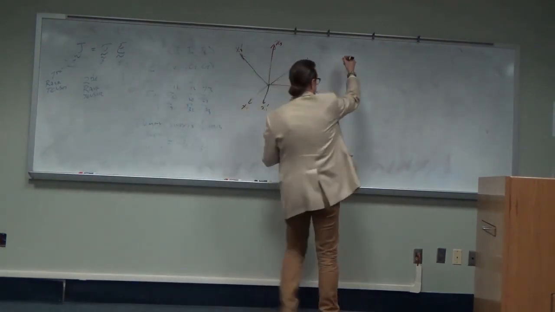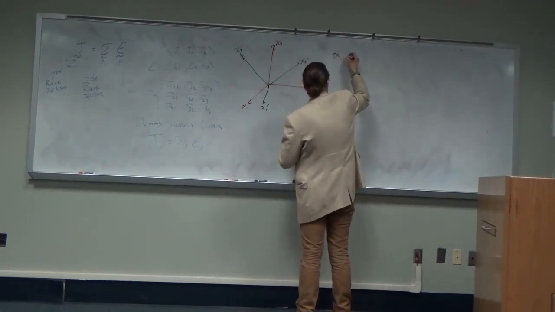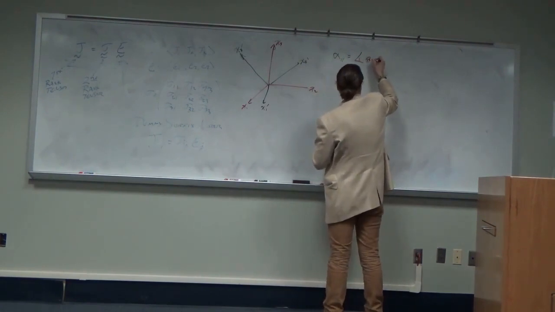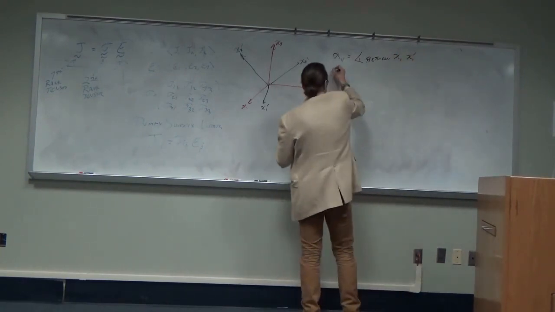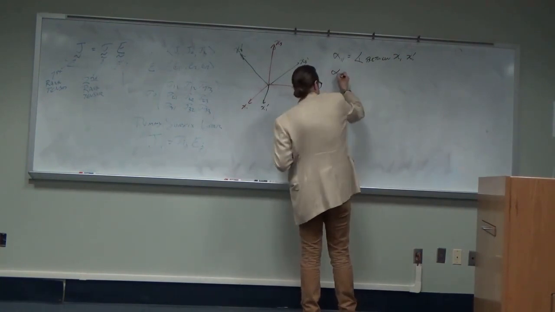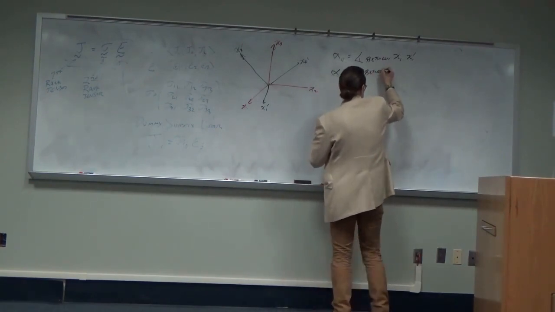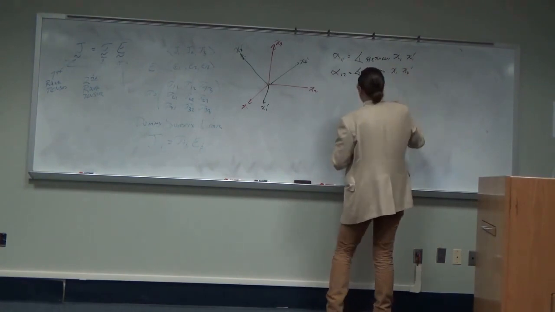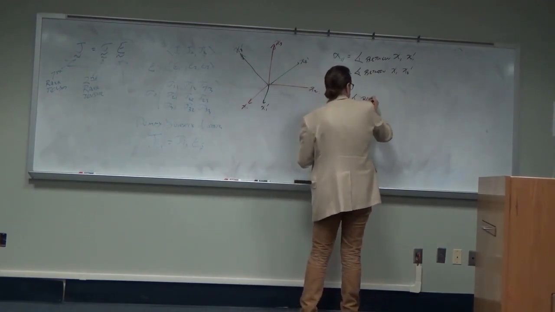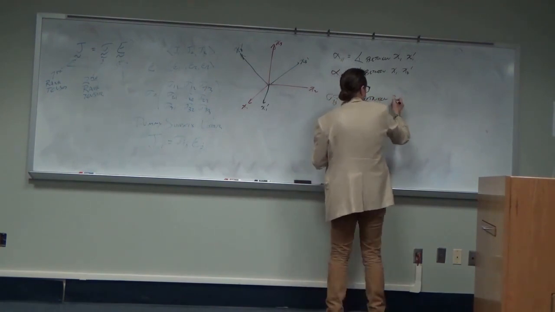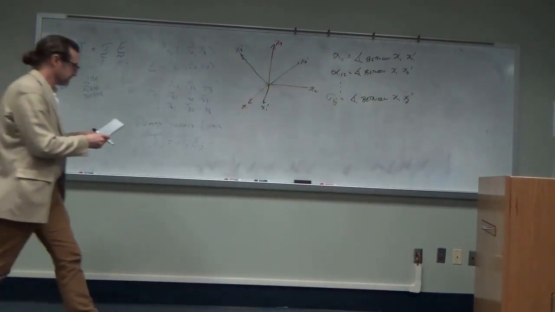So, say alpha. I'm using alphas in my notes. Alpha 1,1 is equal to the angle between x1 and x1 prime, alpha 1,2 is equal to the angle between x1 and x2 prime, and so on. Alpha ij is equal to the angle between xi and xj prime.